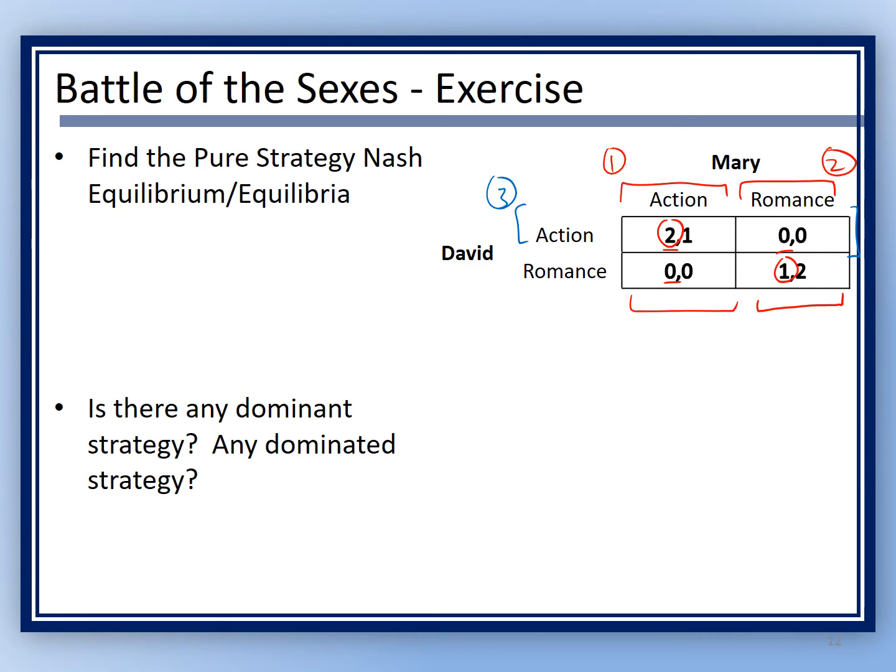If David has chosen the action movie, Mary going to the action movie with David would get 1, and going to the romance movie would get 0. So she's going to choose the action movie, going with David. And finally, if David has chosen the romance movie, Mary going to the action movie alone is 0. Going to the romance movie is 2, so she's going to choose the romance movie. And as you see, there are 2 cells with circles around their numbers. So there are actually 2 pure strategy Nash equilibria in this case.